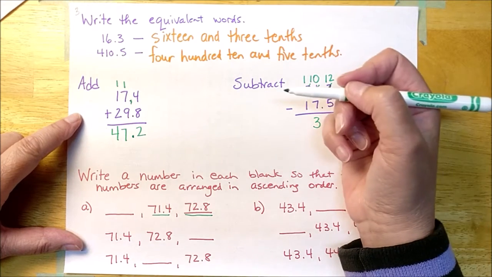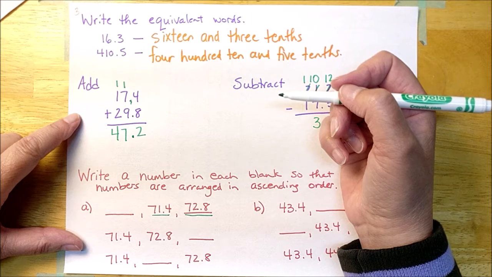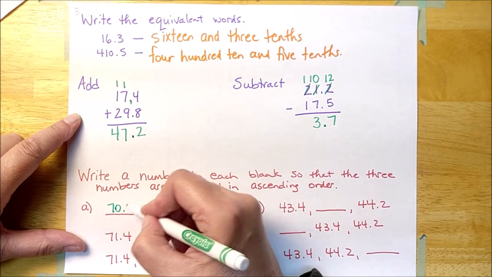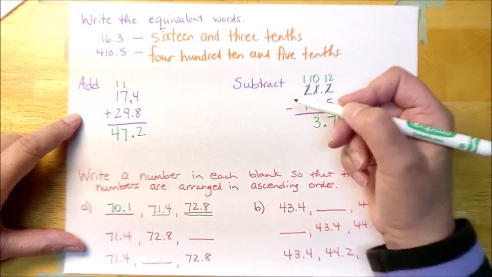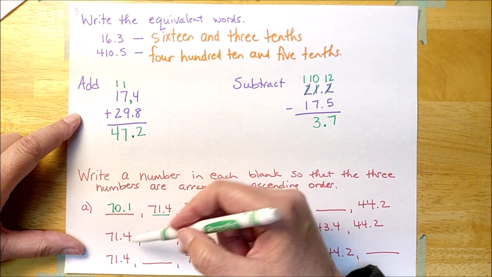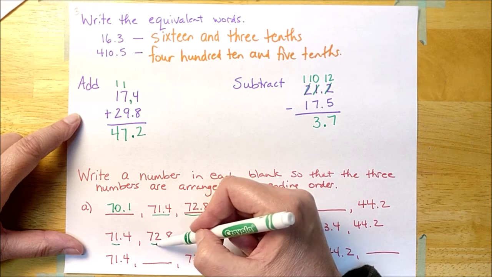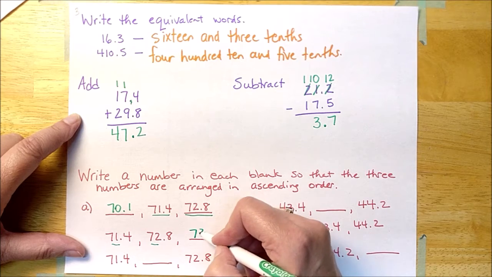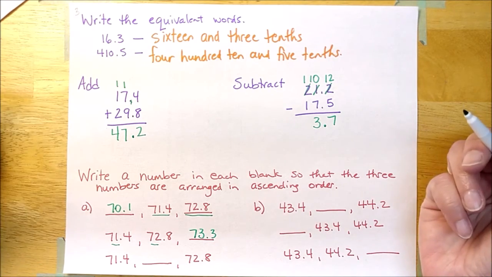Now I have to come up with a number that is smaller than 71. Well, I'm just going to go with plain old 70 and 1/10, smaller than 71. Here I've put them so that 71 is my smallest, 72 is my largest, a middle-sized one, and I have to come up with a number that's larger, and I can go 73 and 3/100.